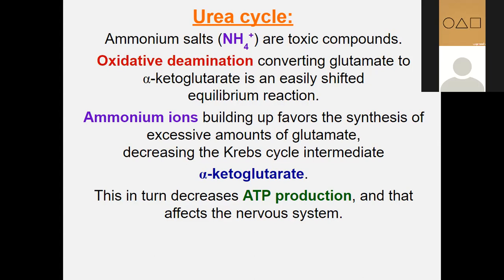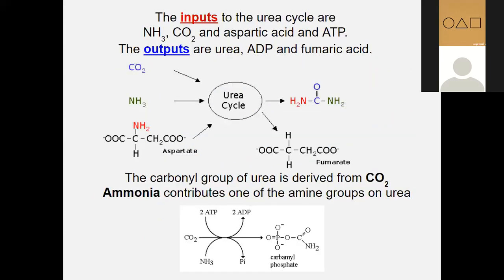So this will affect the nervous system. So oxidative deamination converts glutamate to alpha-ketoglutarate. So it's an easy shift equilibrium reaction. So the way for the body to remove this excess ammonia is through creating the molecule urea. Then we eliminate that through the urine. So this is now the urea cycle.